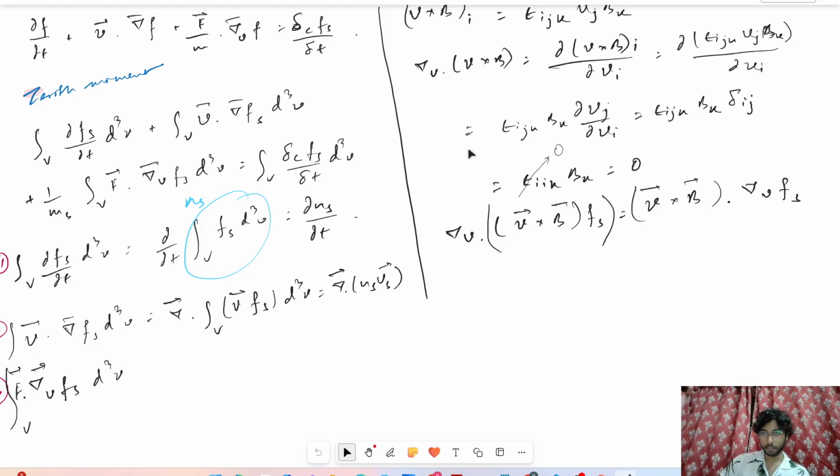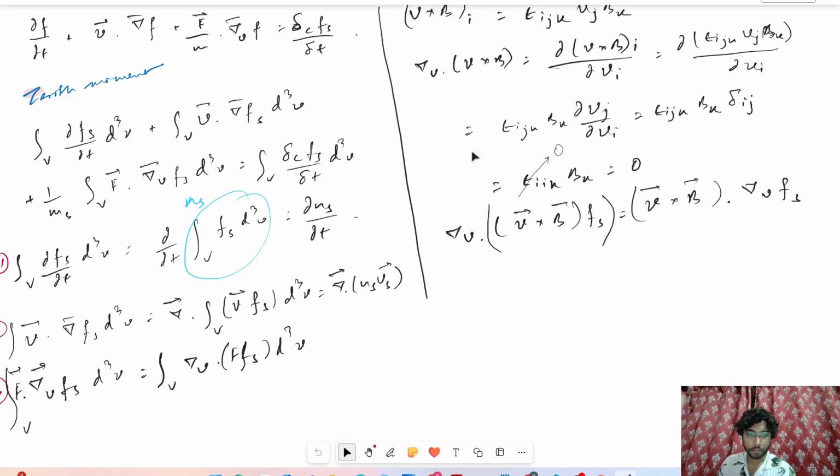So, right, this is the force. So F dot del V fs, right? So this is over here. So F dot del V fs is equal to del V dot F fs. So that's why we need this. And this will be integrated, del V dot F fs d3V.